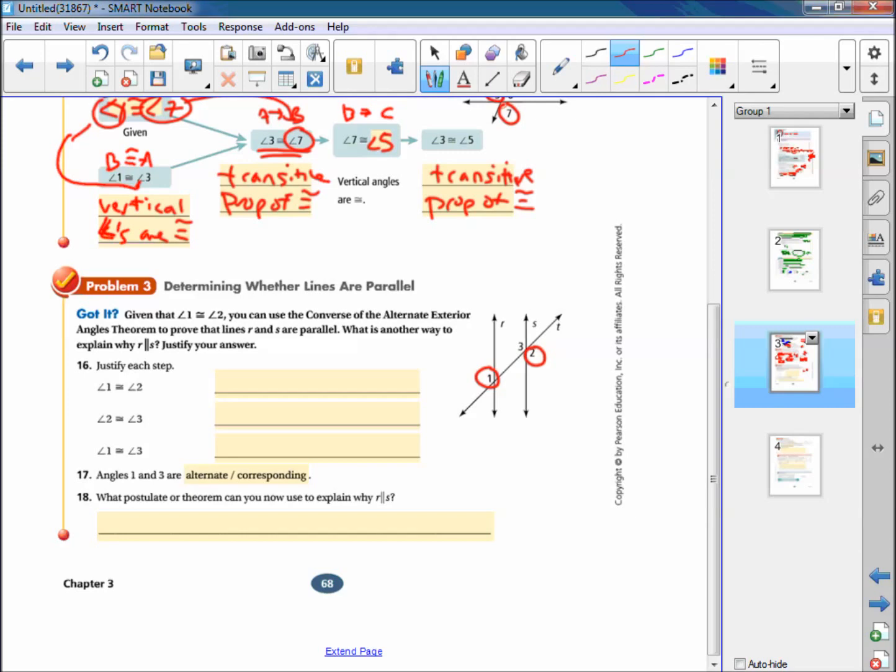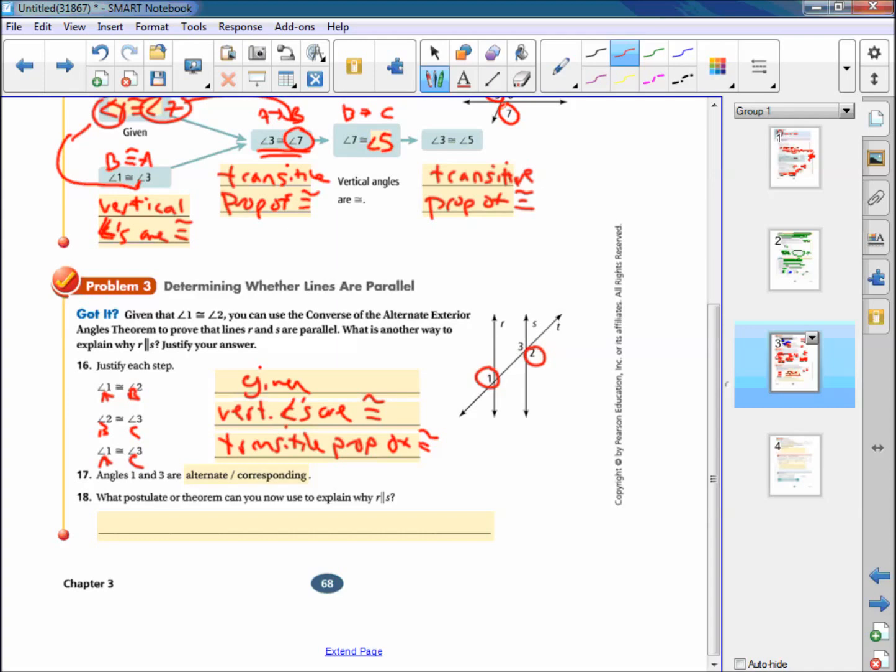Our given was 1 and 2 are the same. So this is our given. Okay, we can also say 2 and 3 are the same, and this is because vertical angles are congruent. Okay, and then we can say 1 and 3 are the same, and that's going to be transitive property of congruence. And you can see it, A makes B, B makes C, so this is A makes C.